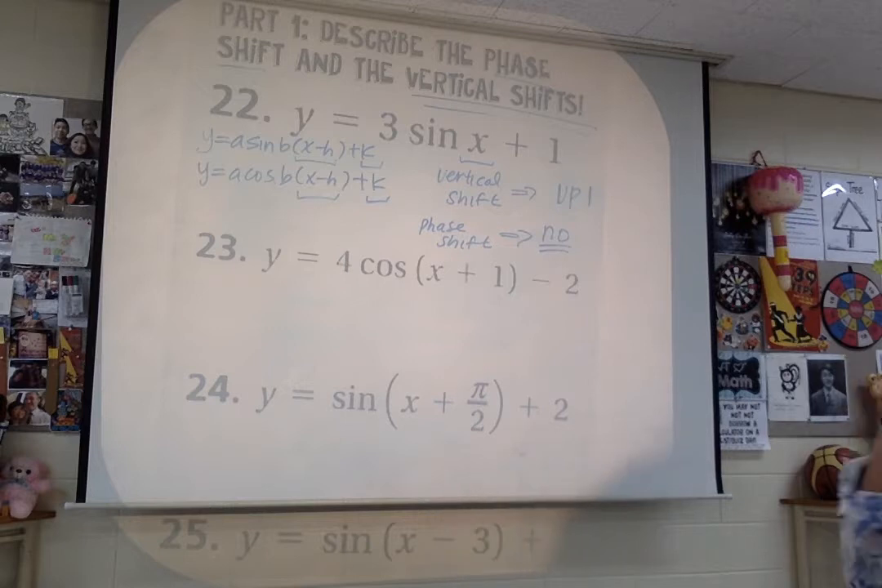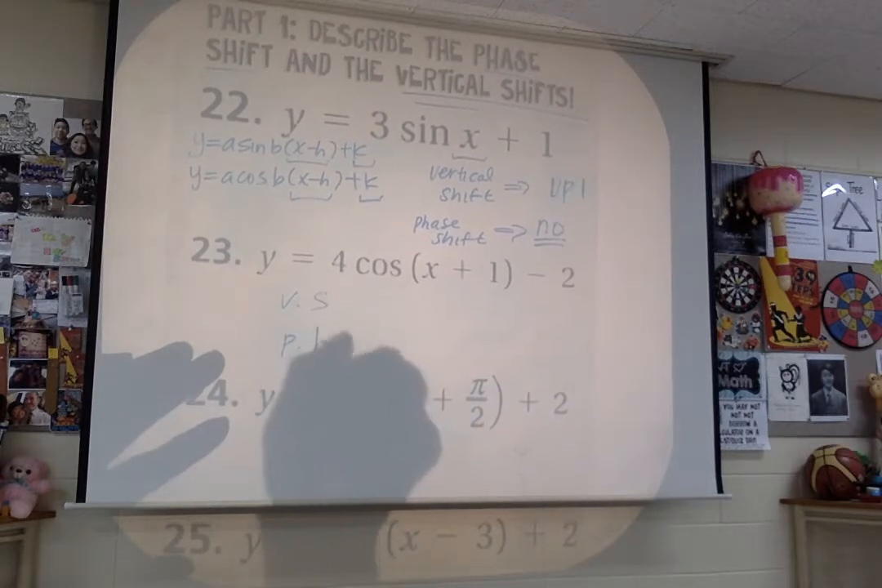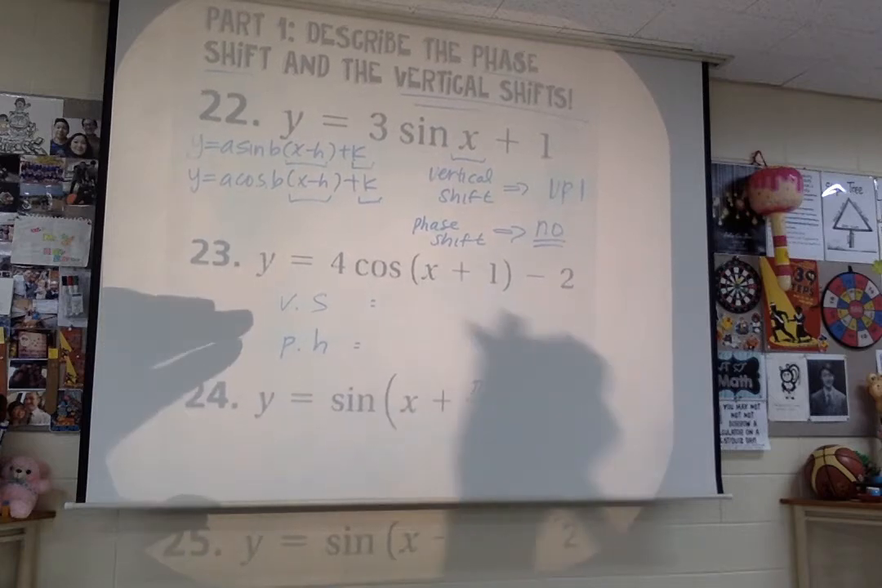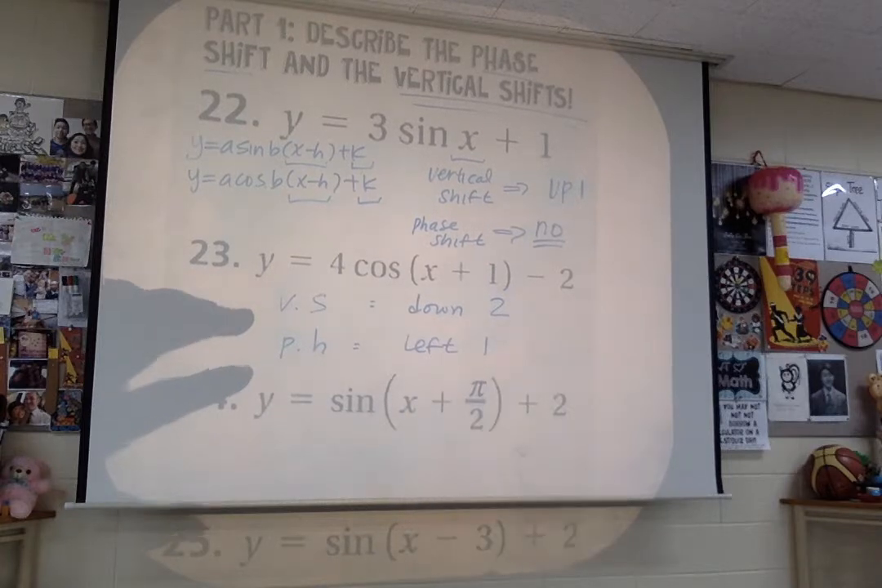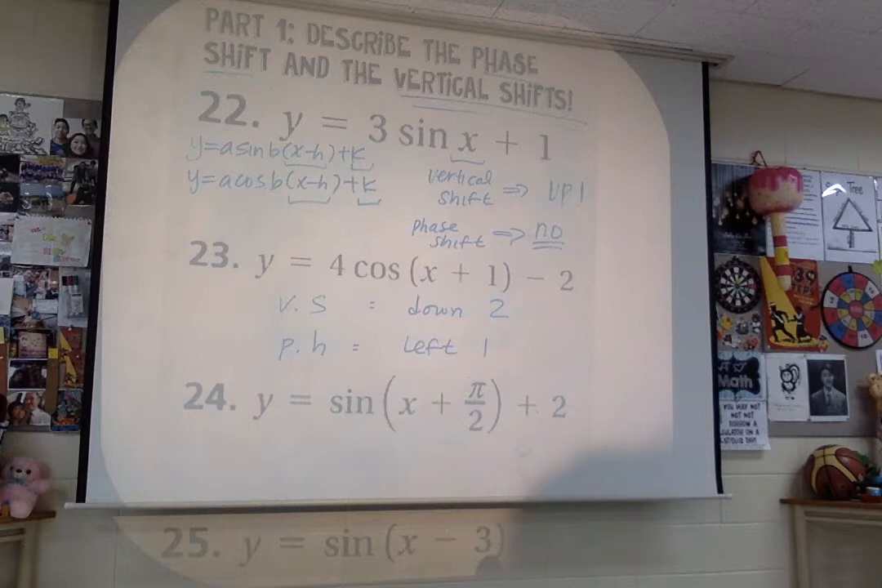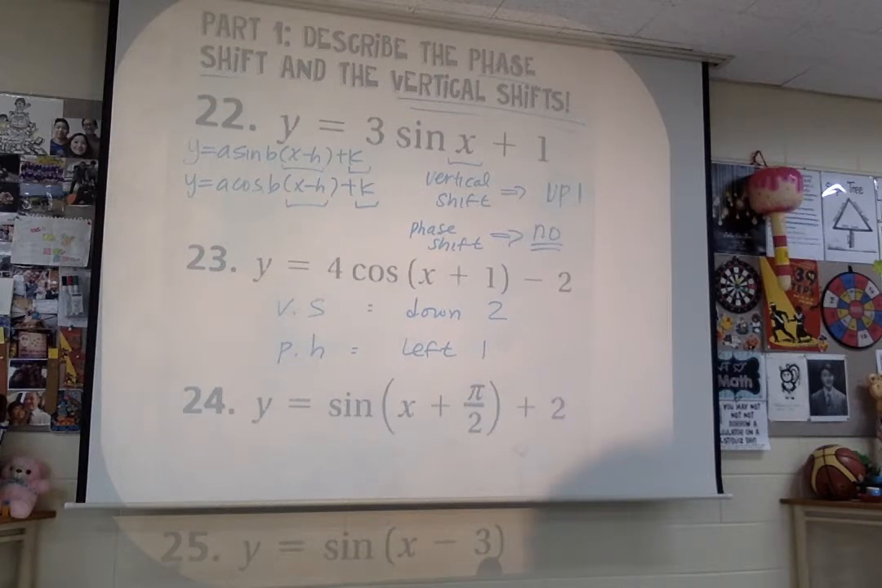Hopefully you check with one another, but let's do this together. Vertical shift, phase shift. Vertical should have been down 2. Phase shift should have been left 1. Once again, it turned positive here since it's x minus h, the original standard form, all right?